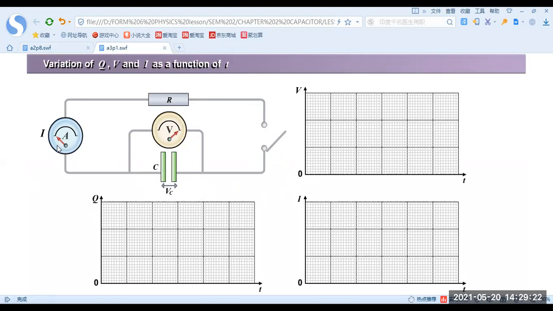Please observe what happened to the voltage, what happened to the current, and what happened to the charge. Now the capacitor is fully charged, so that means it starts from the highest point, the maximum point. Voltage also from the maximum point. Current from the minimum point. So what happened is like this.